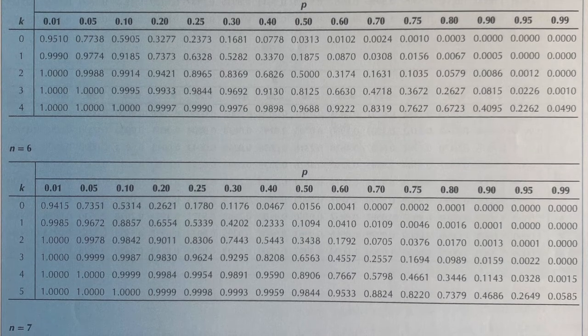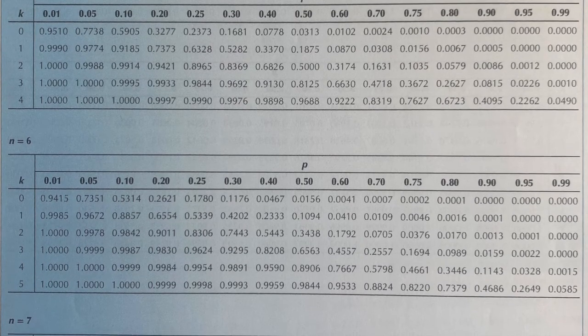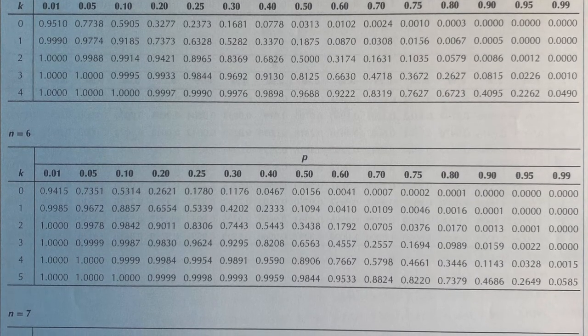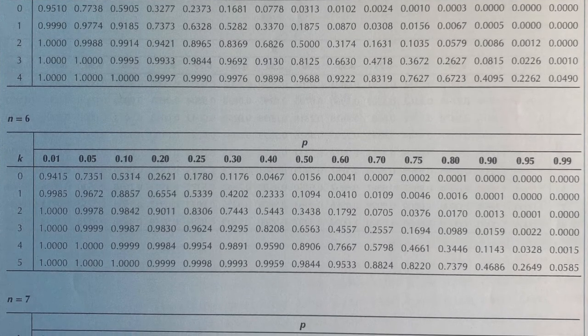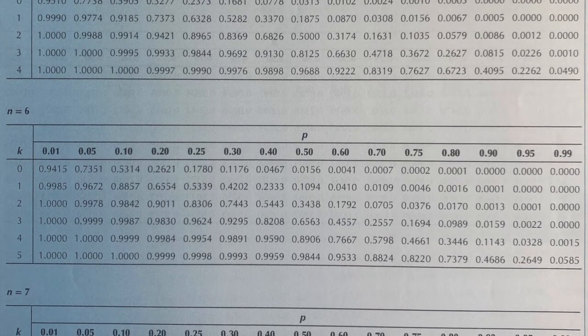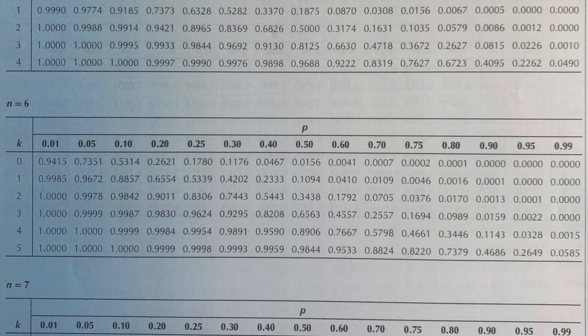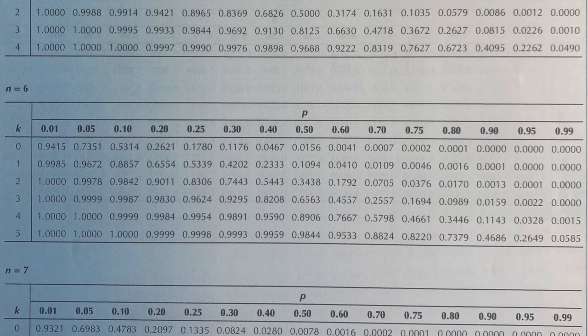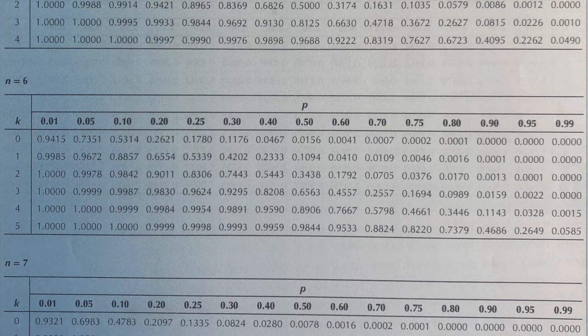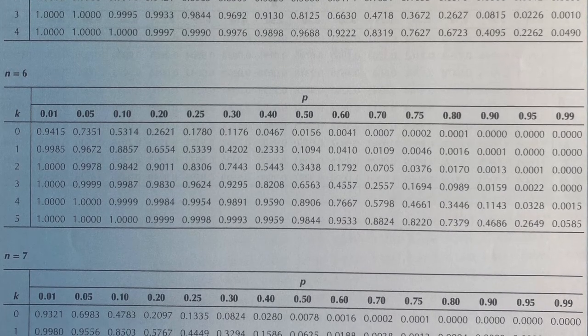It doesn't mean that the formula is useless, because these tables can help us only with the typical probabilities, and so they can help us with certain probabilities and also with certain numbers of trials. If we have something a little bit atypical, then these tables won't help.